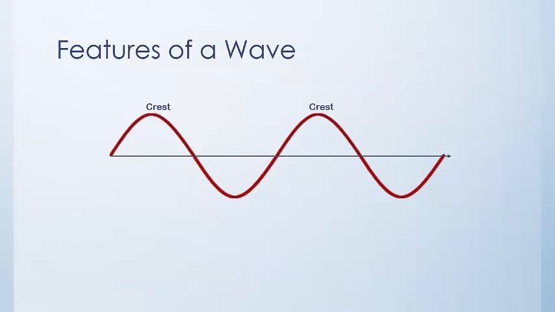The crests are these high points right here. The troughs are the low points. These two will be equally separated from the origin, such that this distance here will be equal to that distance there. That distance is known as the amplitude. So the amplitude is the height of a crest or the depth of a trough.